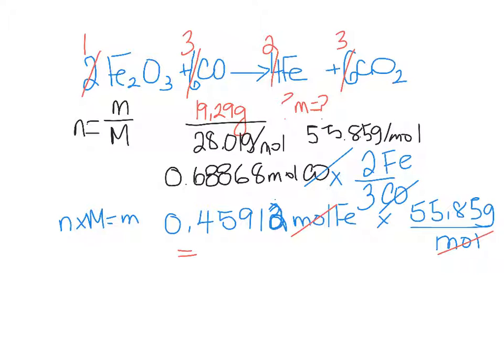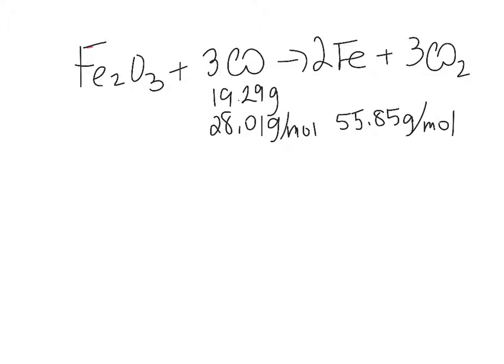So what is it, about 25 grams maybe? Grams of Fe. If we were going to use dimensional analysis here, we want to find mass of iron. What value up there actually has grams of iron in it already?